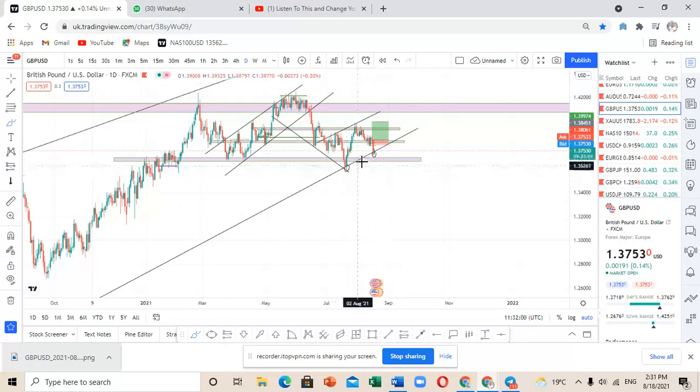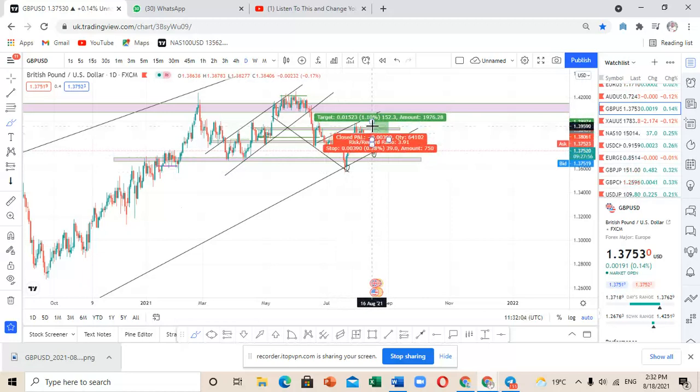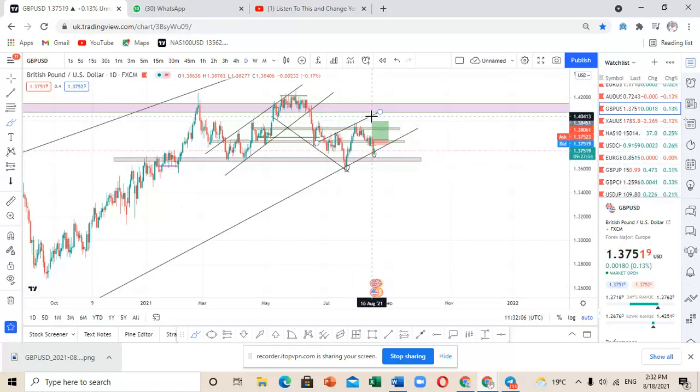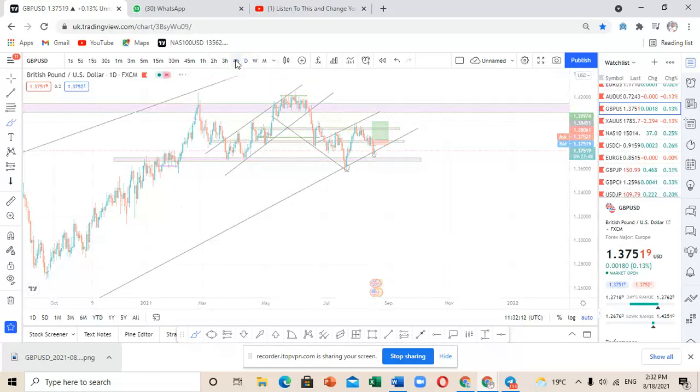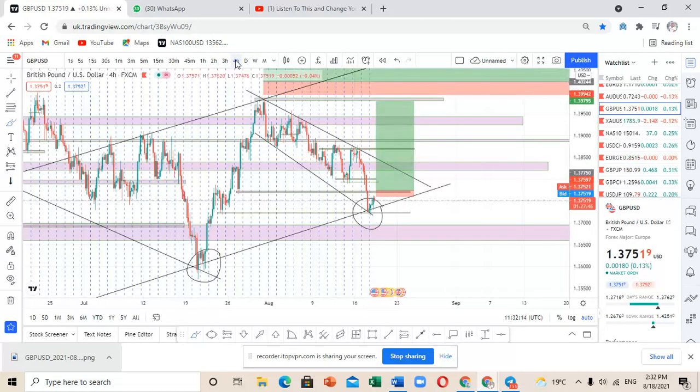So currently you can see that we have had double touches to this trend line. So I'm very sure that the markets are going to rise to these levels to touch this trend line and also touch this point of resistance that is above here. Now let us move on to the hourly time frame.